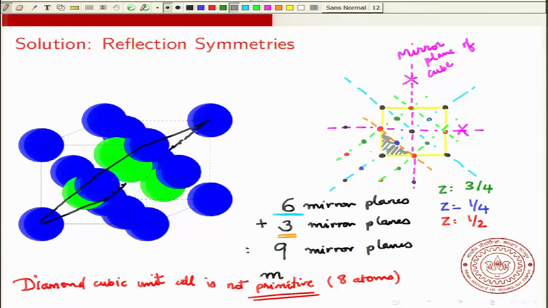symmetry elements. But nevertheless, irrespective of that, it is true that these lines in green on this unit cell are also symmetry operations. So they are also mirror planes. So we have all these mirror planes, but the number of unique mirror planes is just 3.